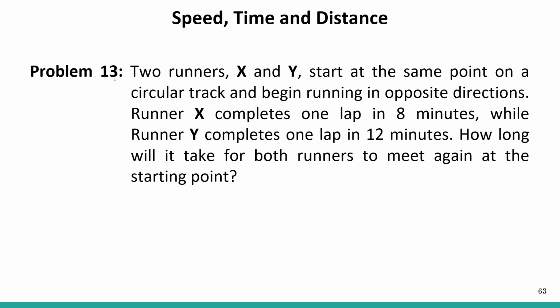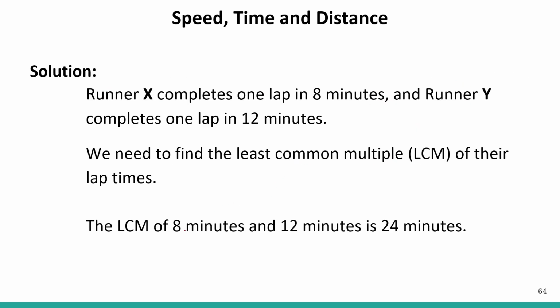So let's see problem number 13. Two runners X and Y start at the same point on a circular track and begin running in opposite directions. Runner X completes one lap in 8 minutes and runner Y completes the lap in 12 minutes. How long will it take for both the runners to meet again at the starting point? So what we do is we take LCM of 8 and 12. So this implies that the LCM of 8 and 12 will be what? So it will be 60.